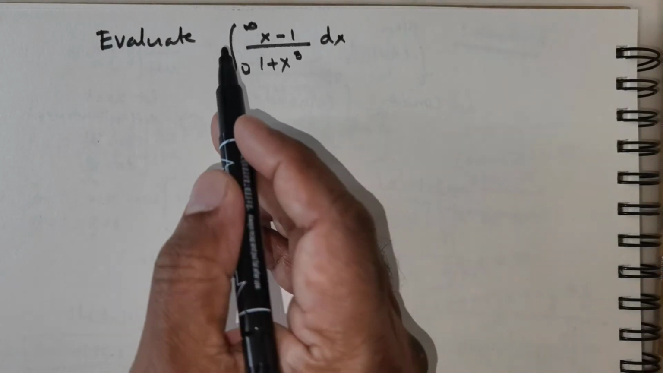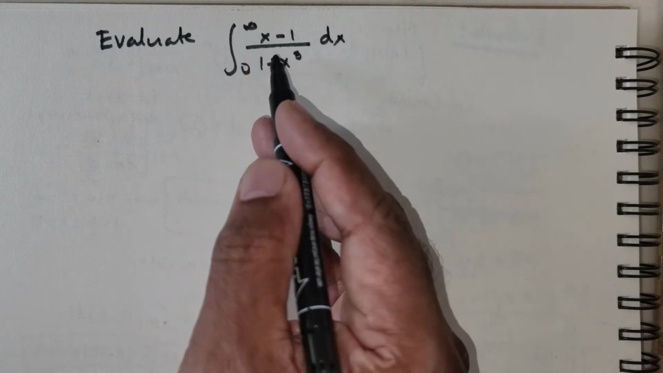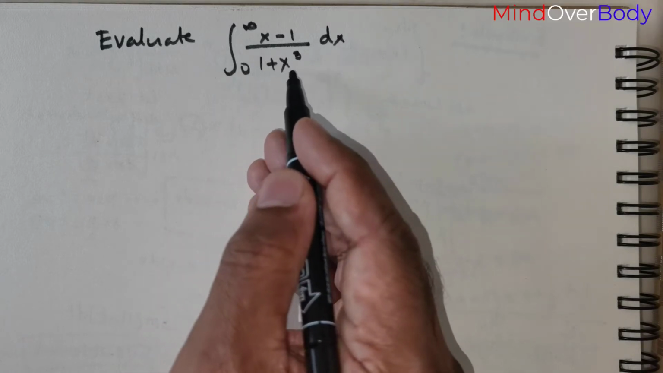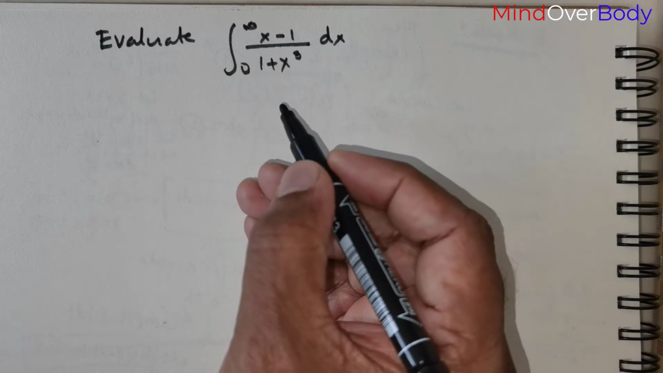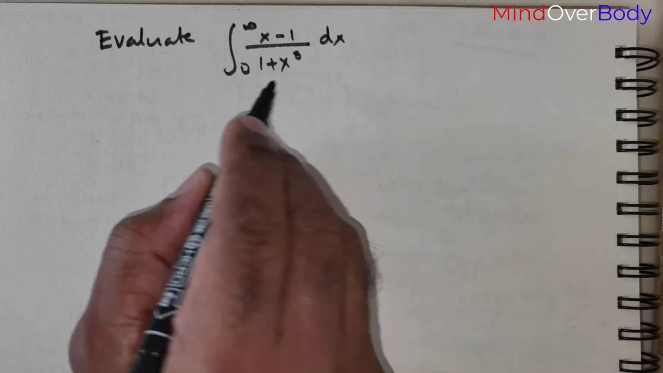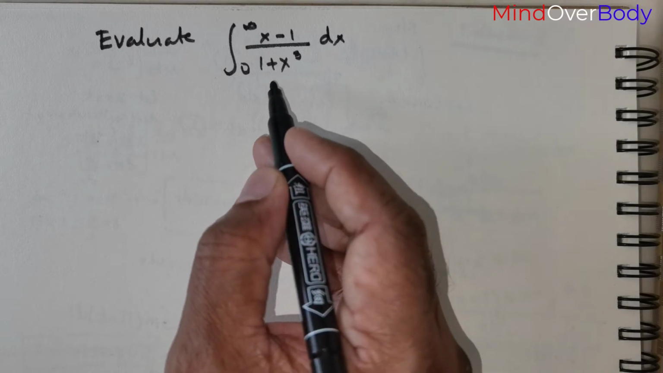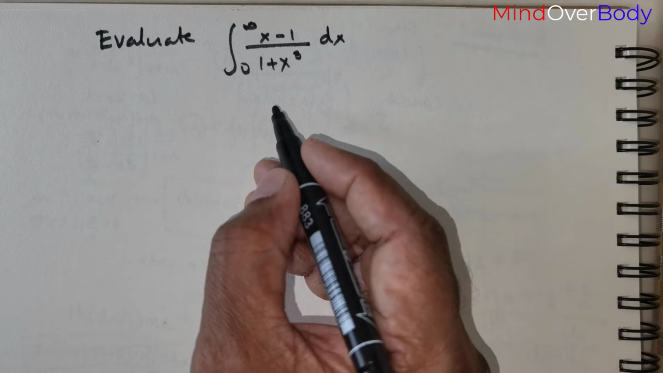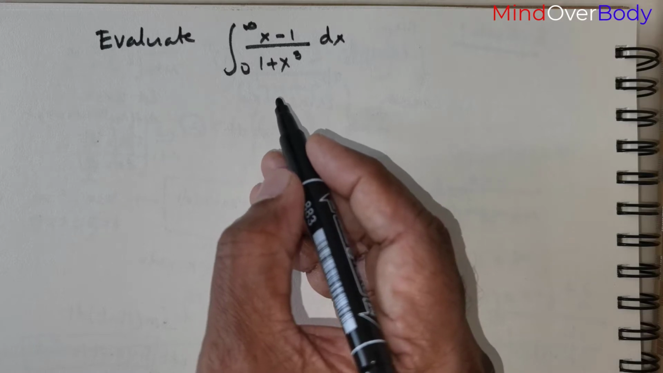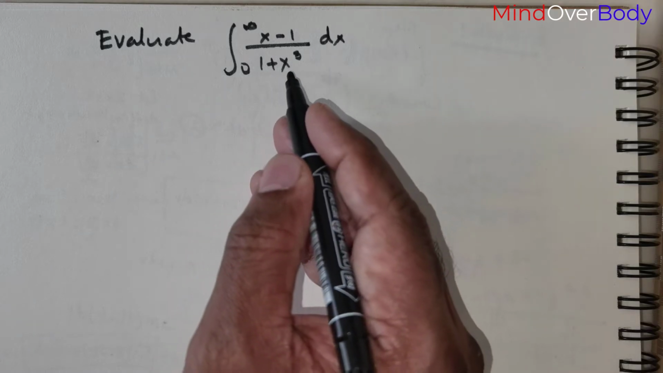Welcome students, we are expected to evaluate the integral from 0 to infinity of (x - 1) over (1 + x^3) dx. Now there are many ways to evaluate this integral, but I would be following a different approach. But eventually we will have to resort to using partial fractions to bring about the solution.